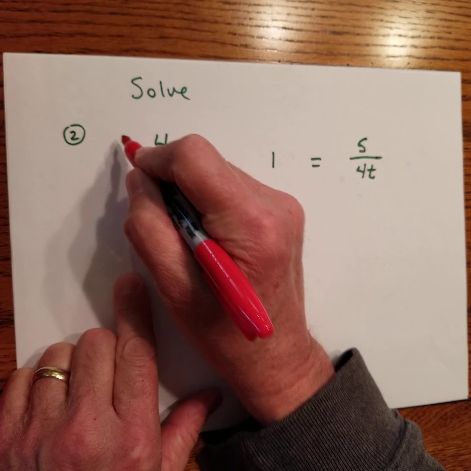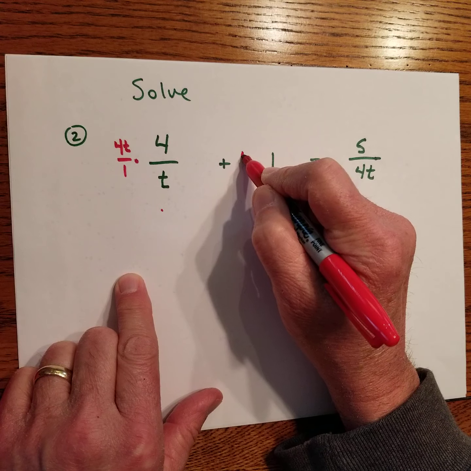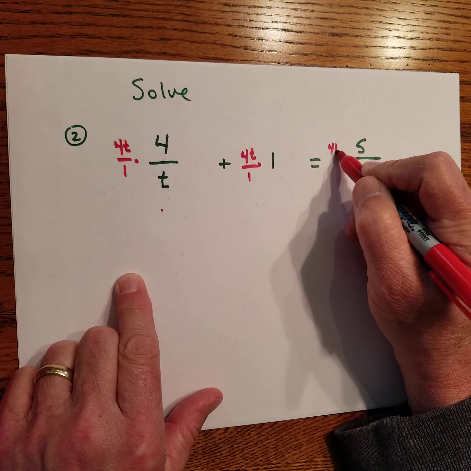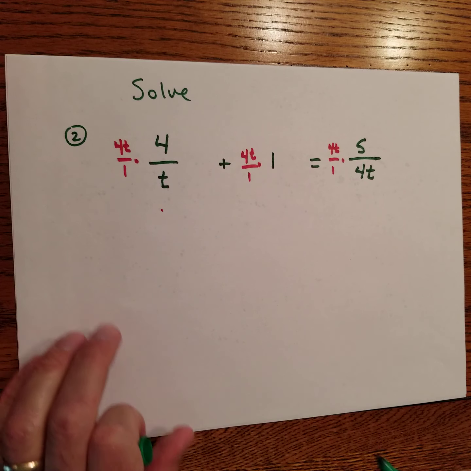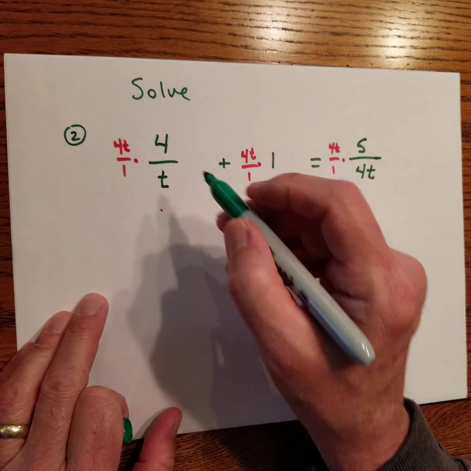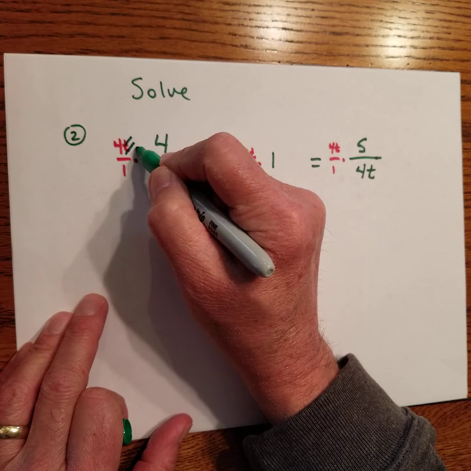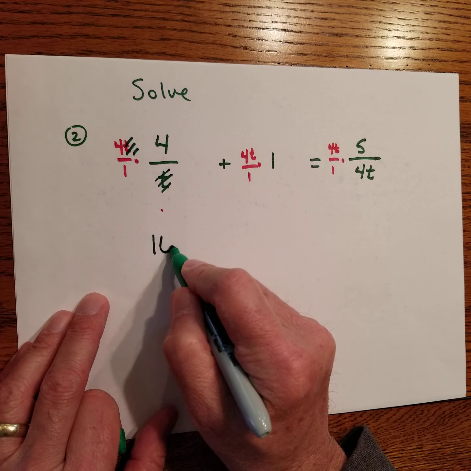I'm going to multiply here by 4t. I'll multiply here by 4t. And I'll multiply here by 4t. When I multiply here, the t in the bottom cancels with the t in the top, leaving me 4 times 4, 16.